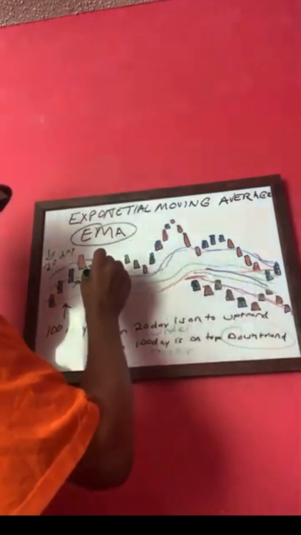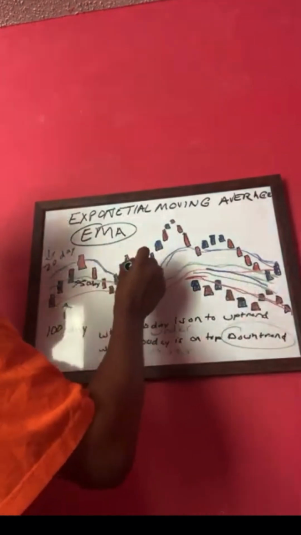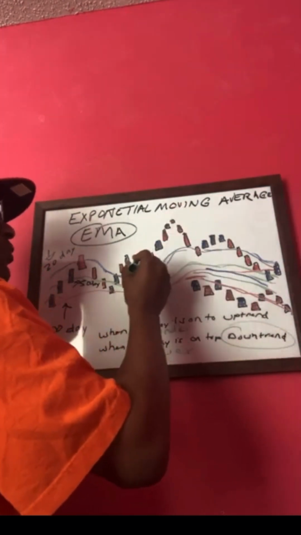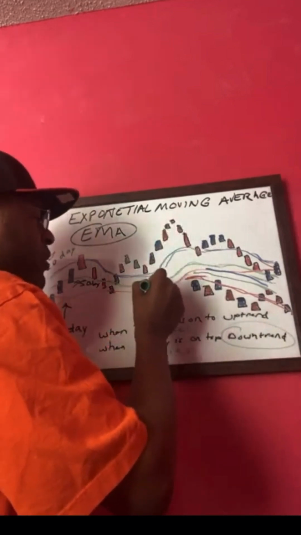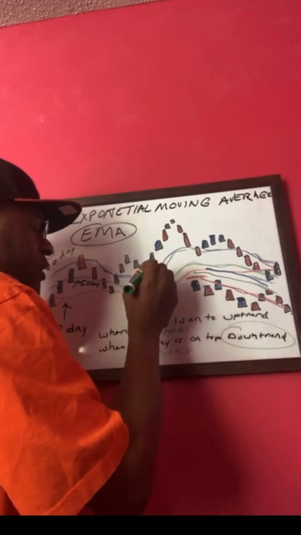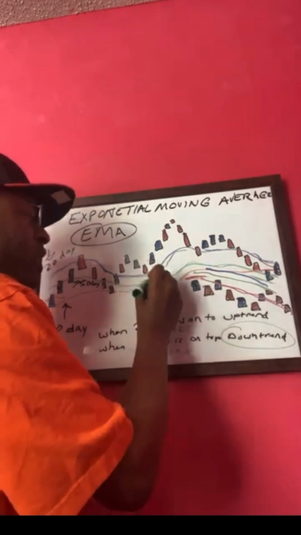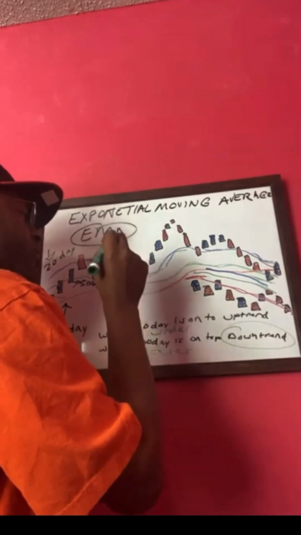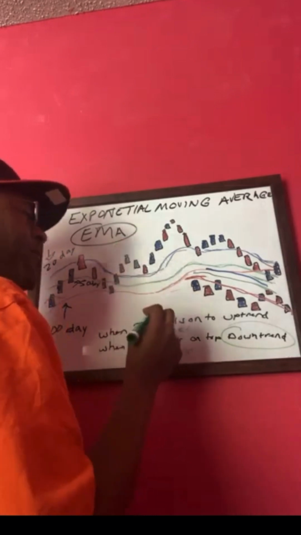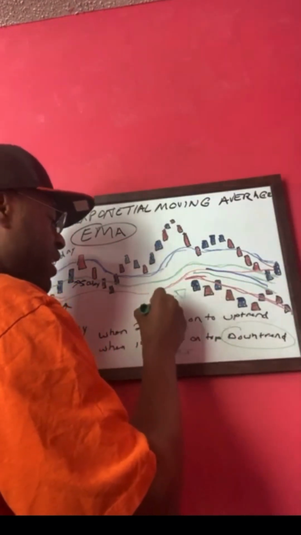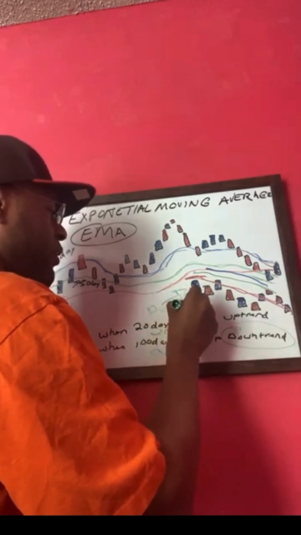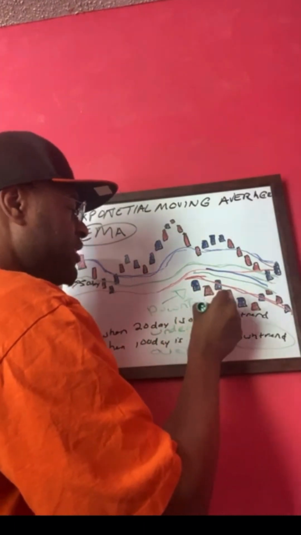So when a downtrend is happening, let's say, for example, if this was going the opposite way, not up but down, then the red line would be on top, the green line would be in the middle, and the blue line would be at the bottom. Okay, this is a downtrend. This is a downtrend right here. All right, and how do you know it's a downtrend?